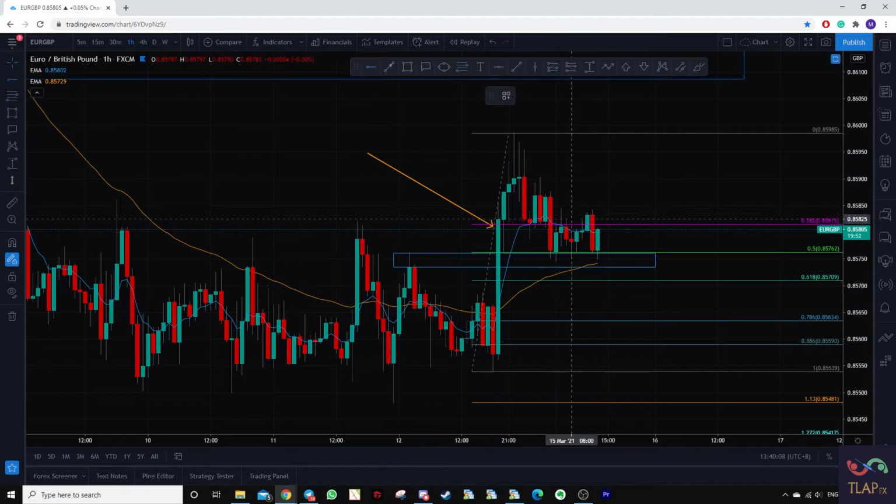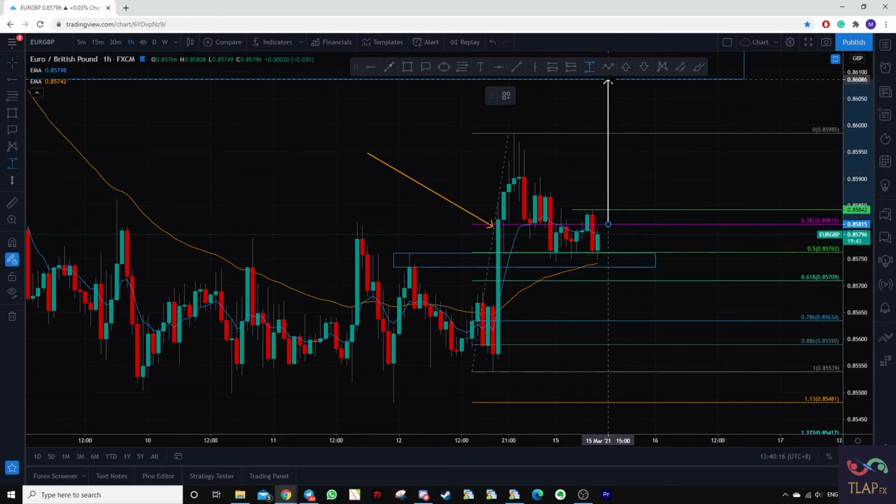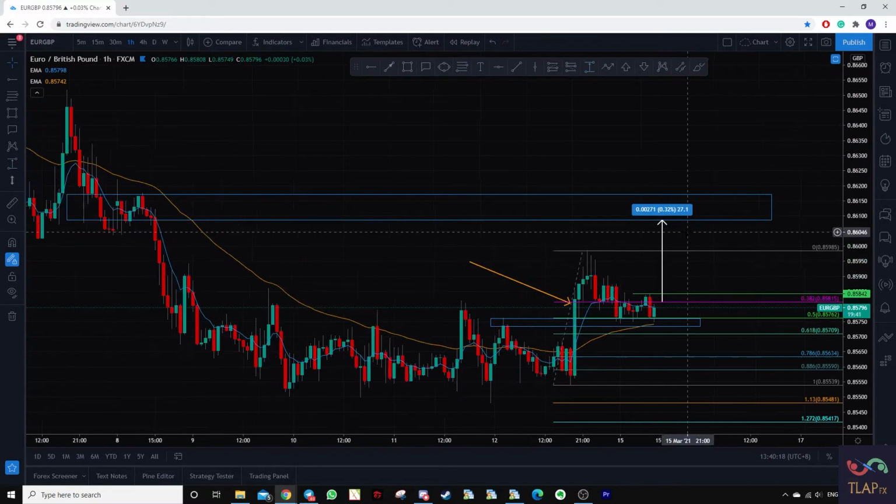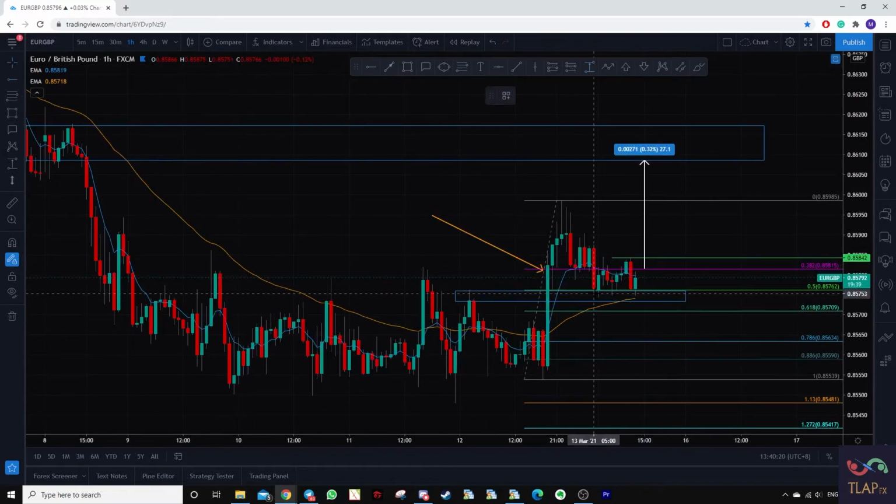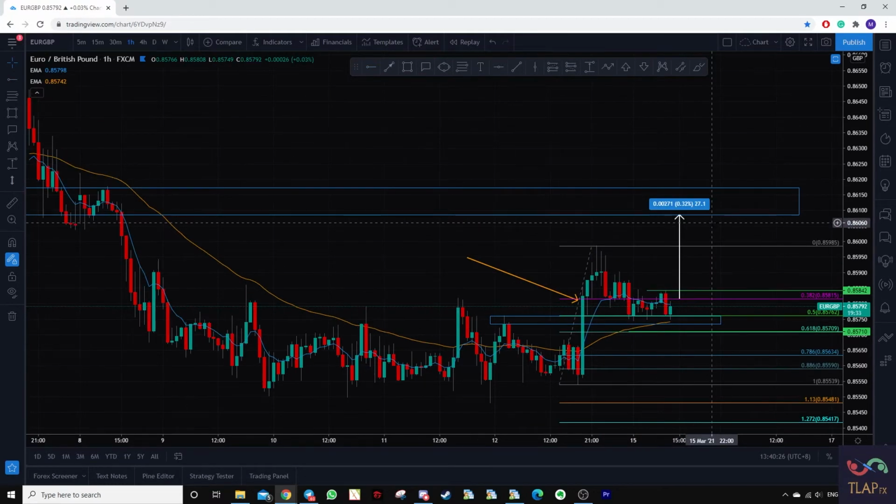So if we see prices breaking this resistance here, we can look for a long if we get a pullback for better risk to reward. So if you can see, our range would be about 27 pips, while we will be risking about 10 to 11 pips. So this is more than a 1:2 trade.